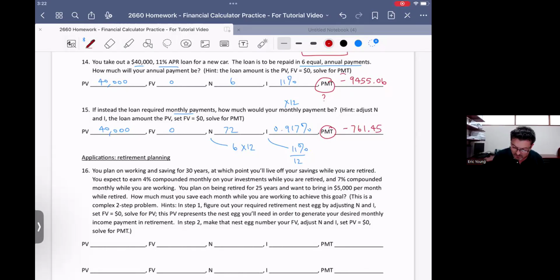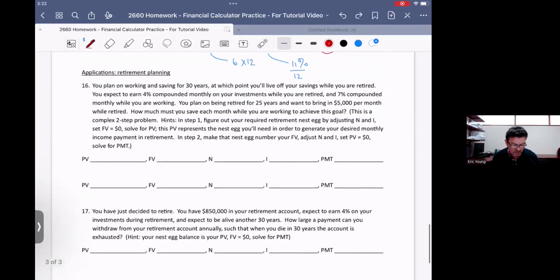Notice again, both up here and down here, the PMT is negative because you're sending the money out because you're paying off the loan. Let's do a couple more and then we'll call it a day. And again, listen to these, pause them, go to the calculator, practice. You don't need to do all of them, but maybe if you're stuck on the homework, do these for some reinforcement. Now let's think about the big picture of retirement.